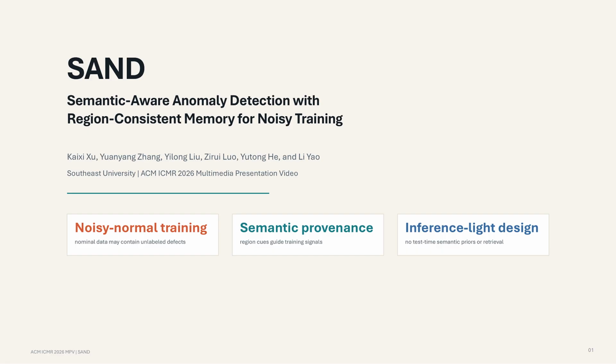SAND addresses this problem by using semantic region provenance during training. The key design is training heavy but inference light. Semantic priors guide learning, but the final detector does not require semantic segmentation or memory bank retrieval at test time.